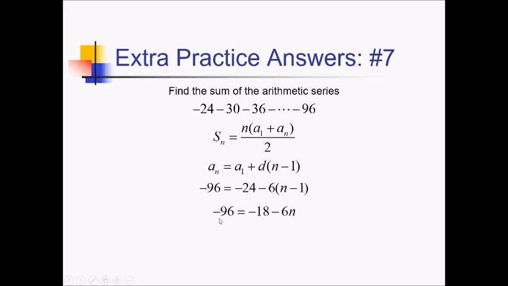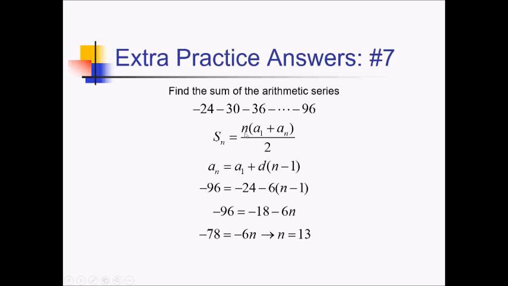And then if I add 18 over here, that's going to be, let's see, negative 78. And then if I divide that by negative 6, well, let's see, 6 goes 12 times into 72, so it goes 13 times into 78. So now I actually have to go back and plug that into the formula here. Don't forget to actually finish the problem.